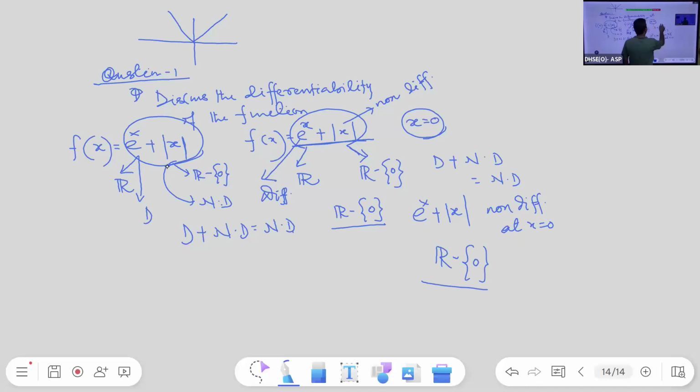We can say that differentiable at R minus 0, non-differentiable at x is equal to 0.